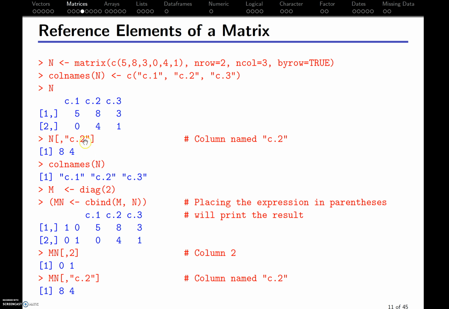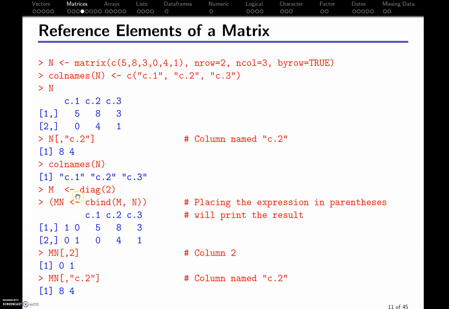Then, if we want to make reference to C2, we use the same square brackets, but we put in quotation marks C2. If you leave off those quotation marks, it will not be able to recognize that because it is understood as a character string within R. If we want to make sure we know the column names of a matrix, you can just run the colnames command. Notice here, this use of colnames lists out the column names of N. This use of colnames combined with an assignment statement created column names in the matrix.